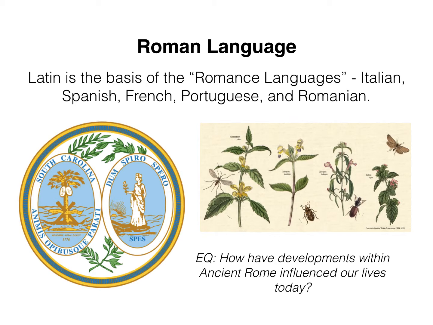You can see on this slide here we have the seal of South Carolina, and our motto is in Latin: Dum Spiro Spero, while I breathe, I hope. So we also have some plants here, and they've got their Latin names next to them. So every plant and species has a Latin name. So we definitely see the influence of ancient Rome in our languages today, pretty much on a daily basis.